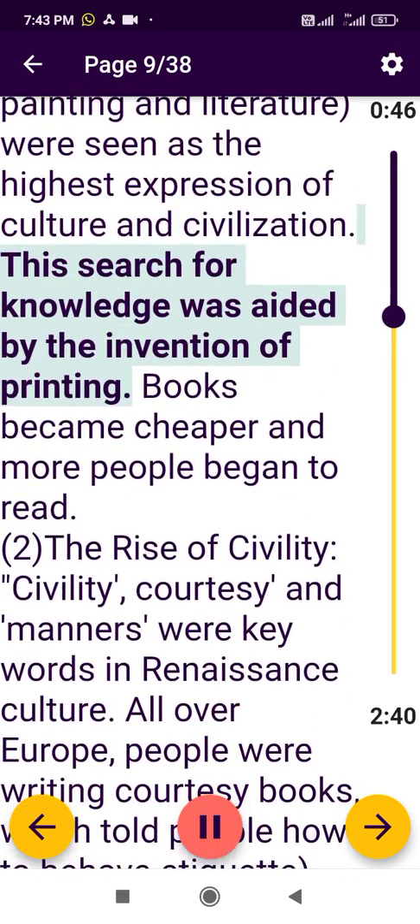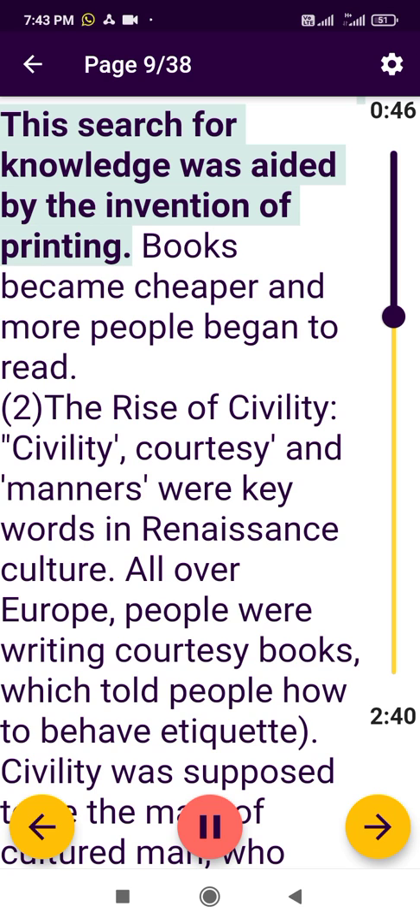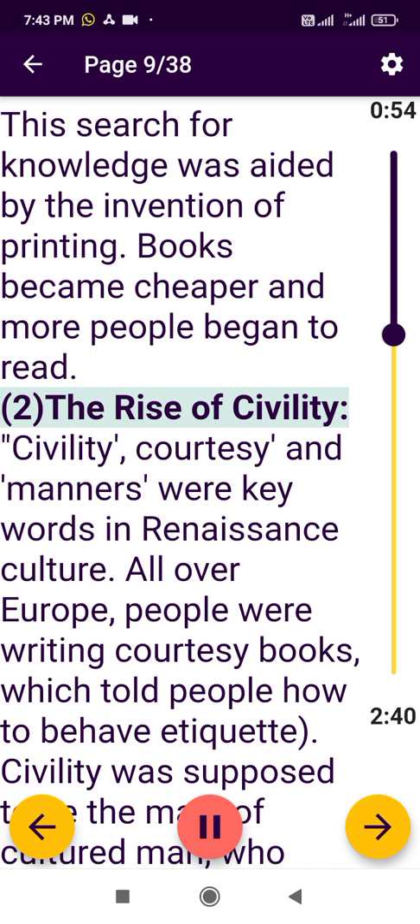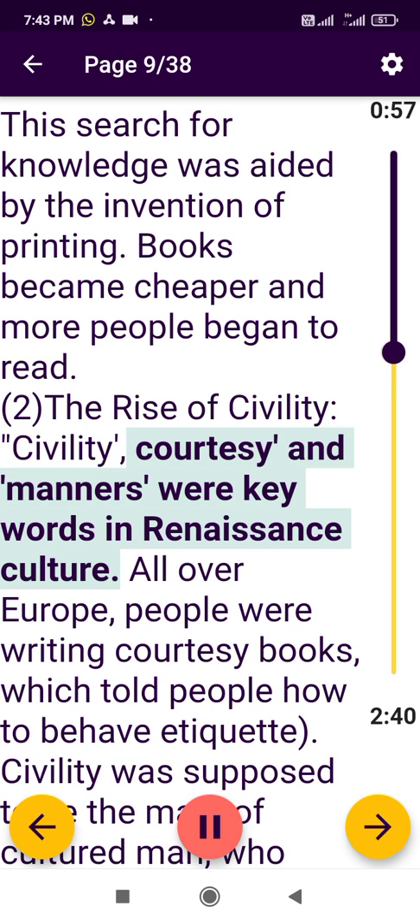This search for knowledge was aided by the invention of printing. Books became cheaper, and more people began to read. 2. The rise of civility. Civility, courtesy, and manners were key words in Renaissance culture.